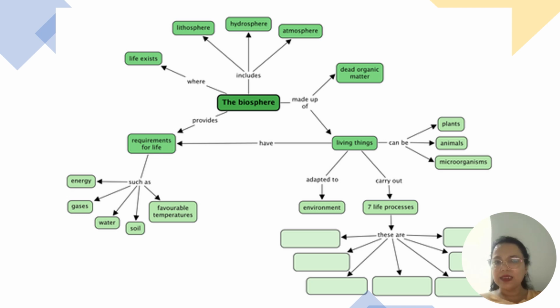Now, the living things are basically adapted to the environment and they carry out the seven life processes. A very easy way to remember the seven life processes is Mrs. F. Beg. That's a mnemonic. So M is for movement, R is for reproduction, S is for sensing. Sensing is sensitivity. That's Mrs. Then F is for feeding. You need to eat food to grow, right? B is for breathing. E is for excreting. What goes in must obviously come out. And G is for growing. So that is Mrs. F. Beg. That's the seven life processes.